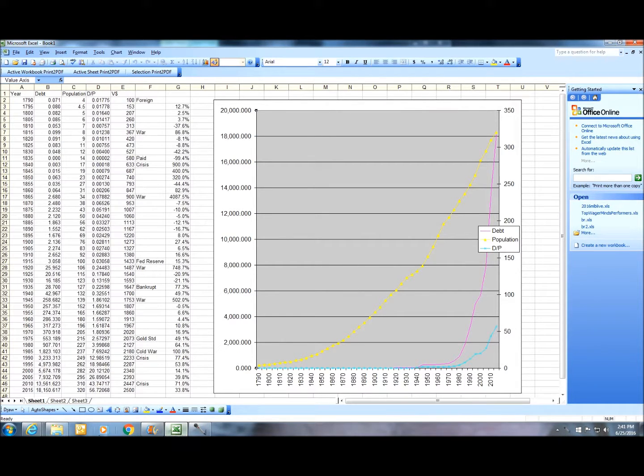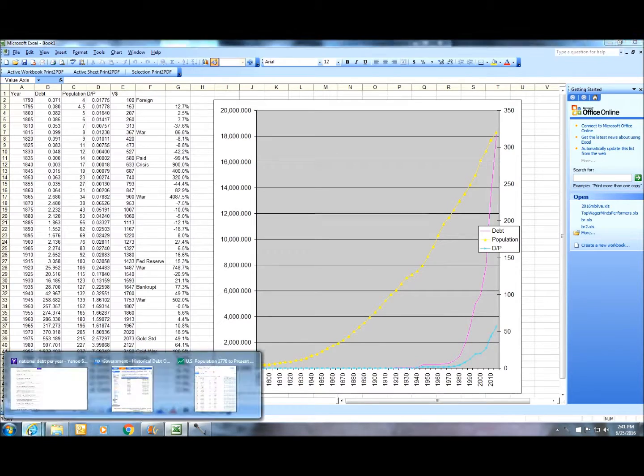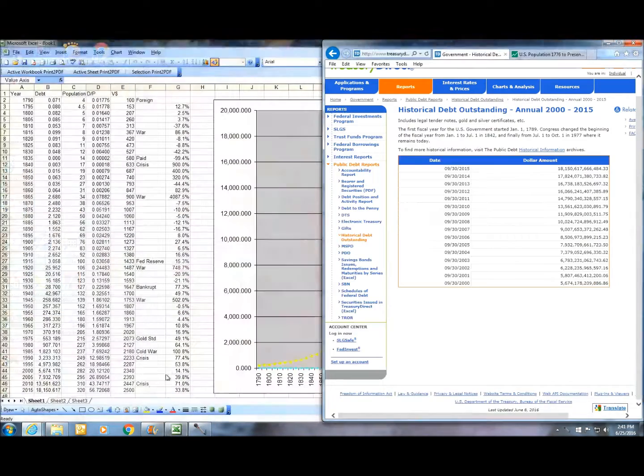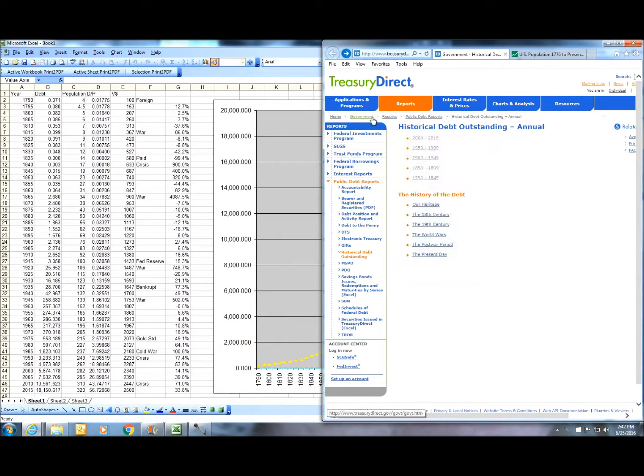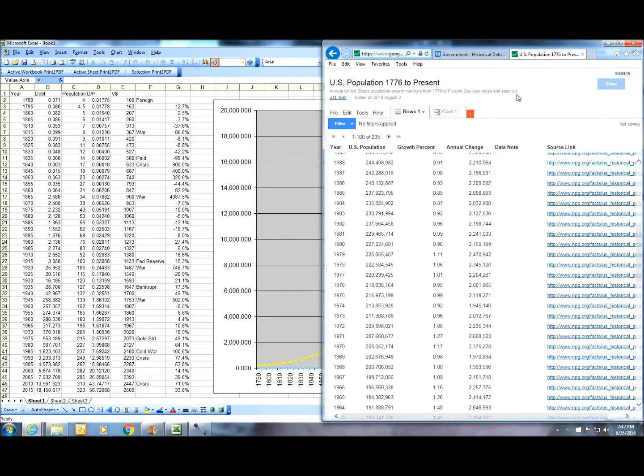I got this information from Treasury Direct, which has given you historical data. It gives you a nice summary of the debt, year by year, according to the Treasury Department. And the population I just pulled from Google. You just do a web search for those, and you'll get those pretty quickly.